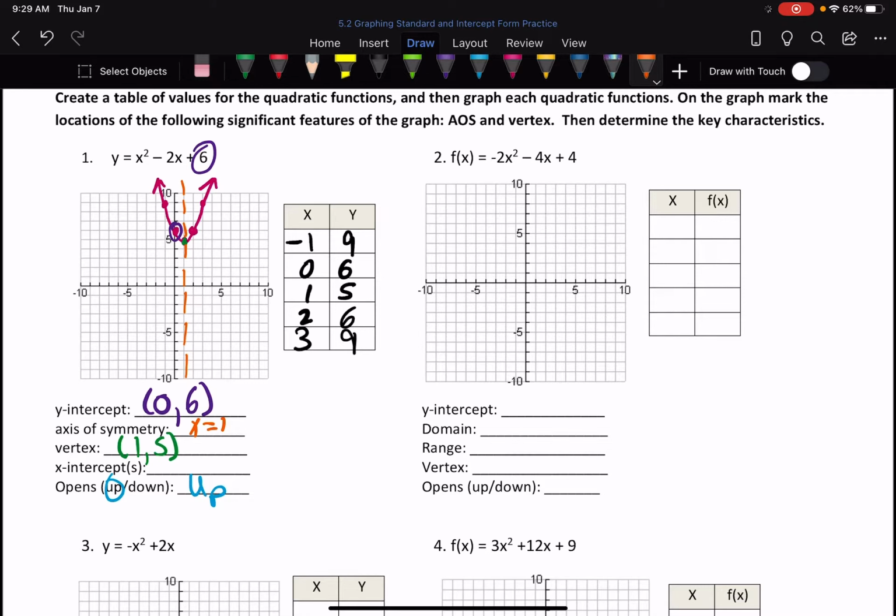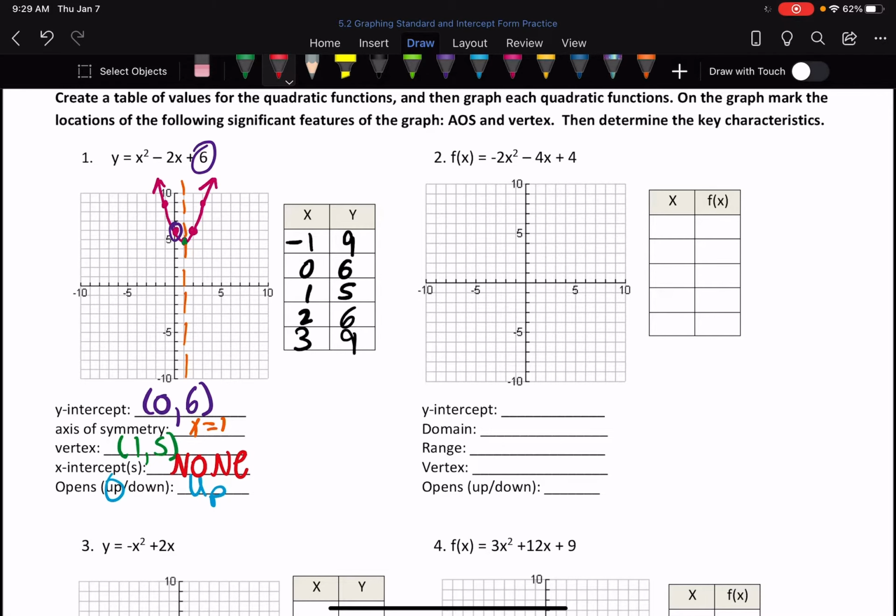And now it's asking for our x-intercepts. Well, this parabola never crosses the x-axis, so there are no x-intercepts, so we can just go ahead and put none there. All right, let's go to problem 2. It gives us the function -2x squared minus 4x plus 4.